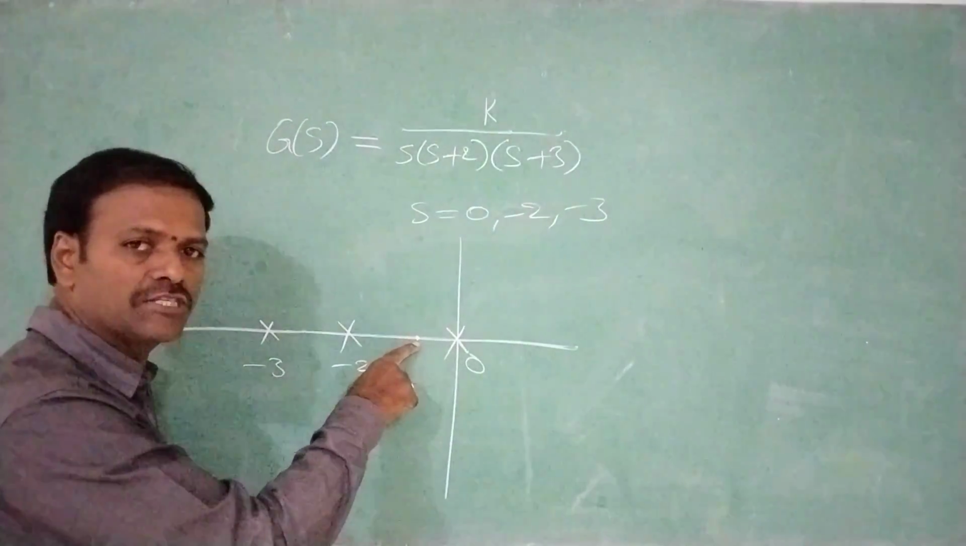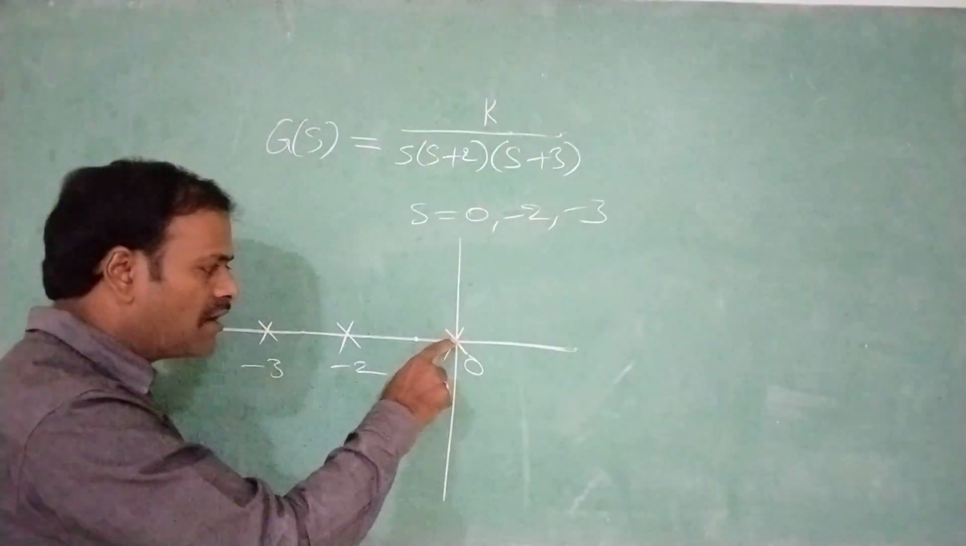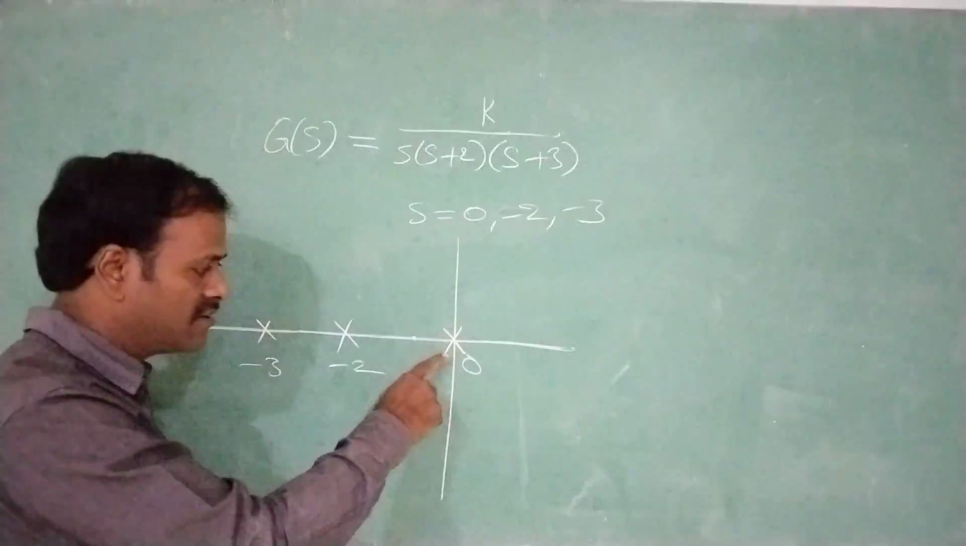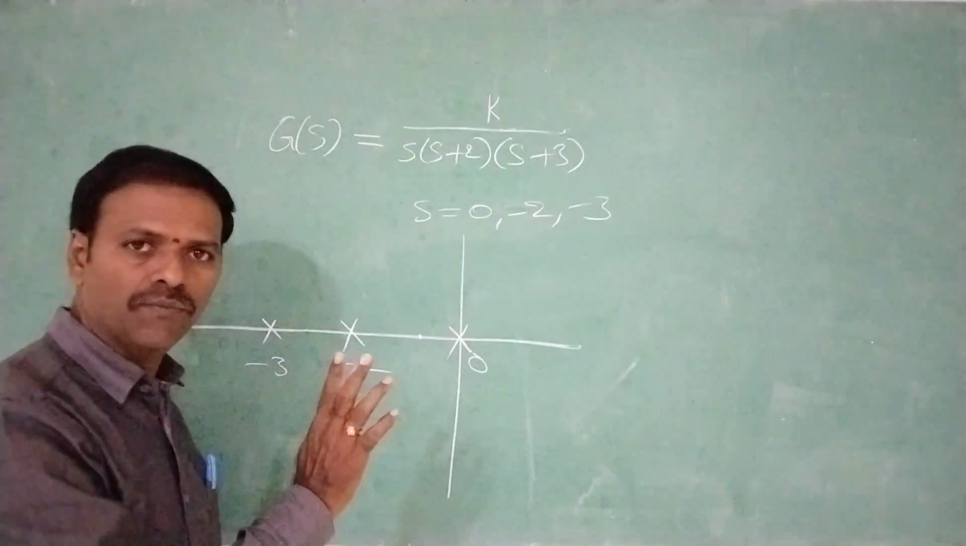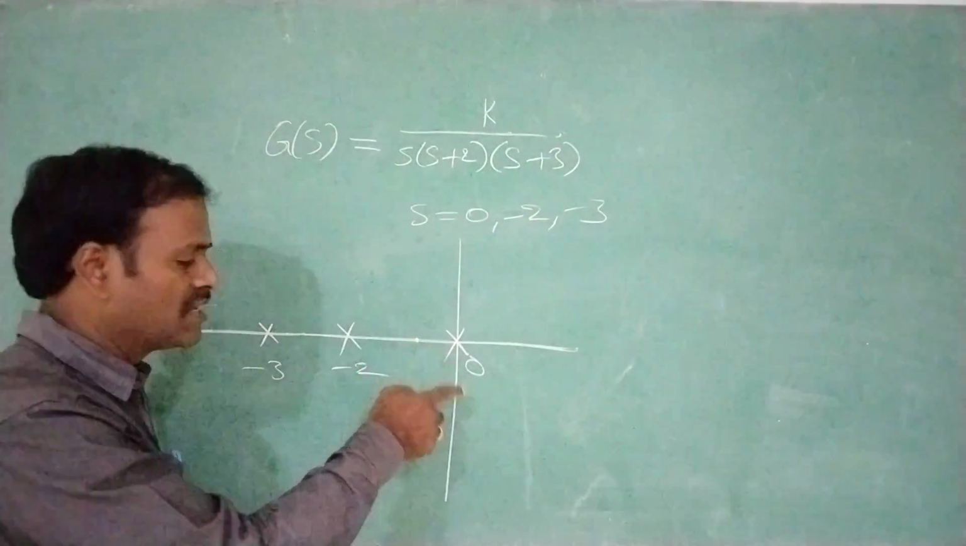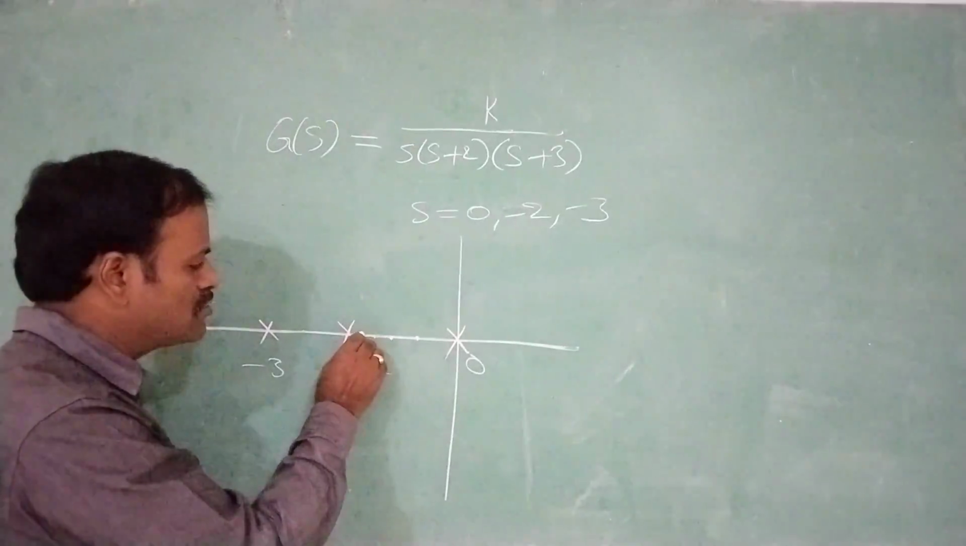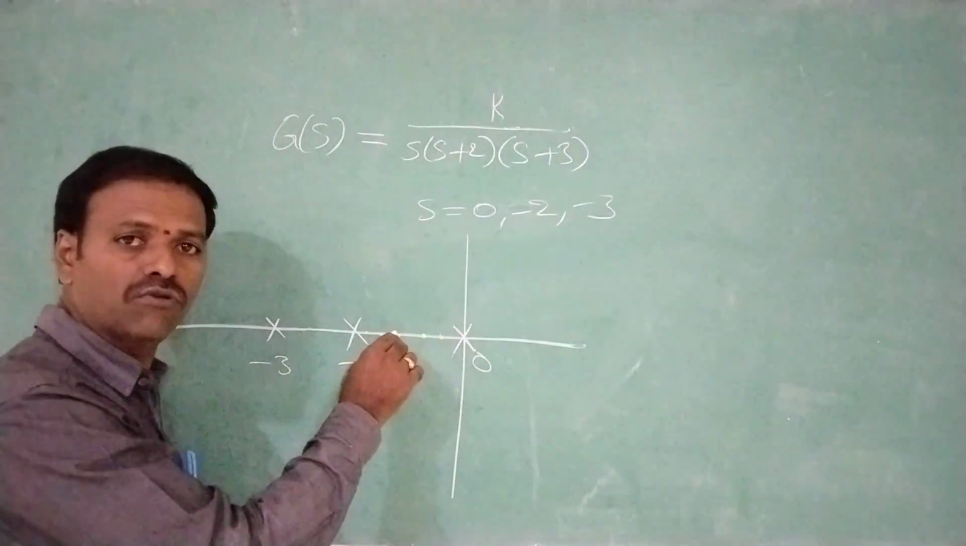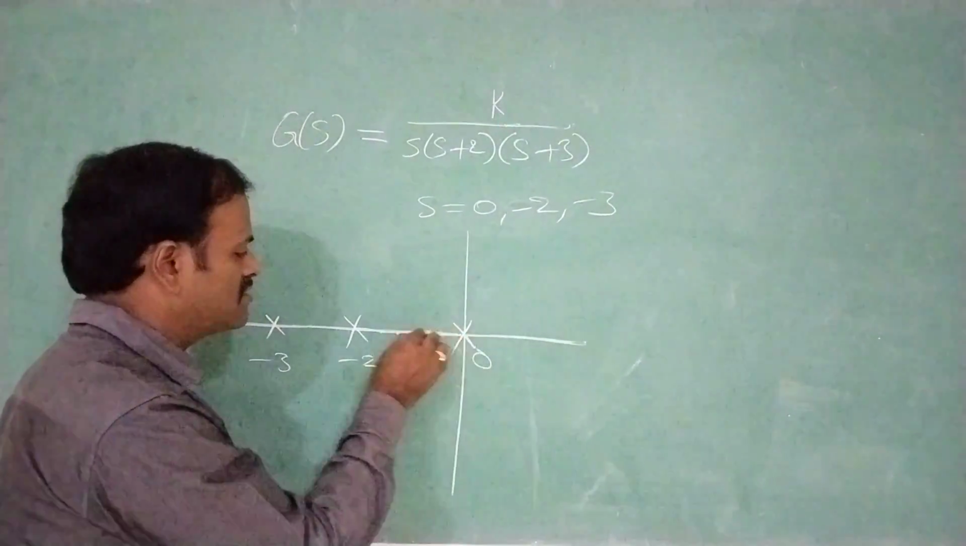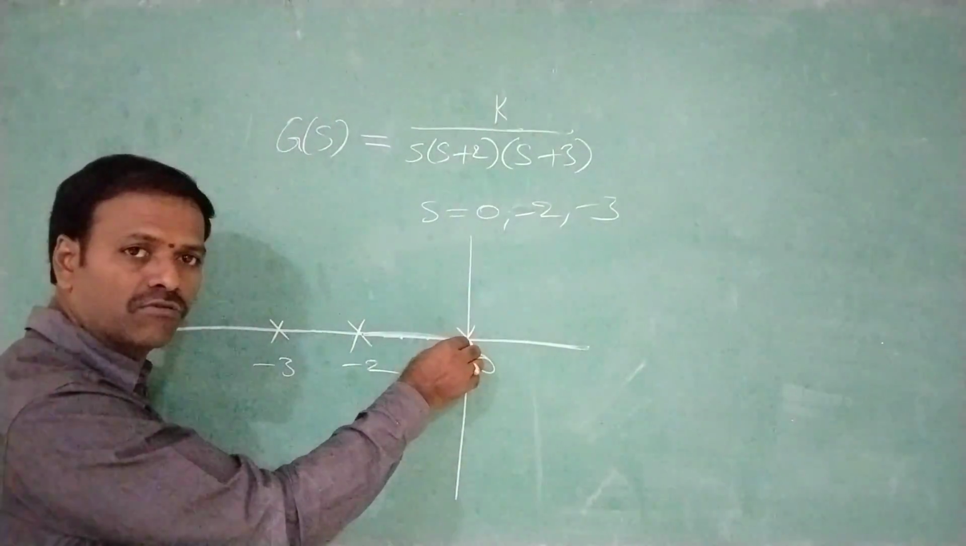Suppose if we consider this as a test point, to the right of this, how many poles are there? Only one pole is there. There are no zeros. 1 is an odd number. So this point lies on the root loci. Similarly, you may test any point between these two poles. All the points lie on the root loci. Try to highlight this. So this entire path will be on root loci.